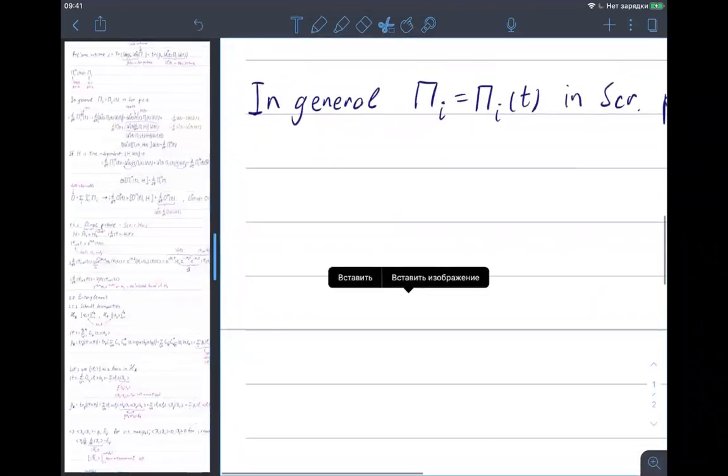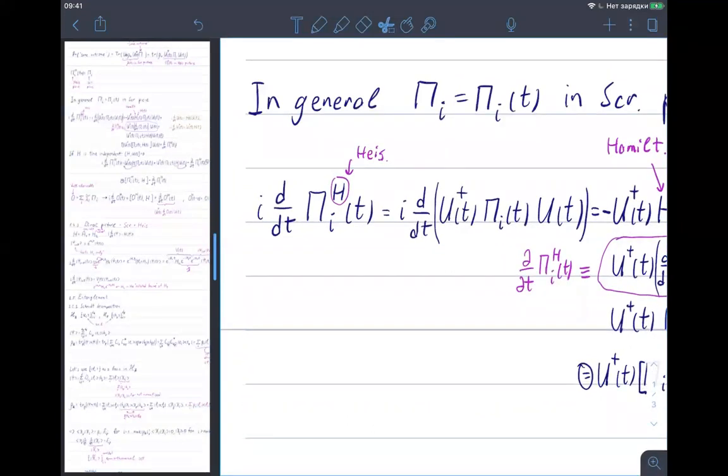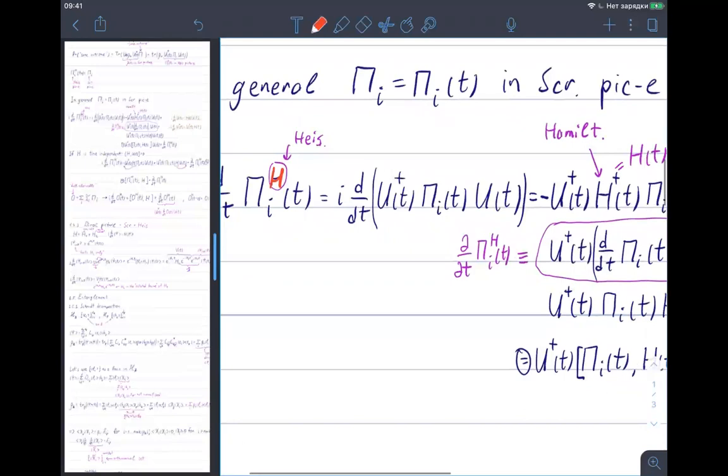So what do we have? We take our projector and consider it in the Schrödinger picture. H here is again, so it's the Heisenberg picture, and we know how it's constructed. Note that here we have this projector, which can also depend on time, but it comes from the Schrödinger picture.